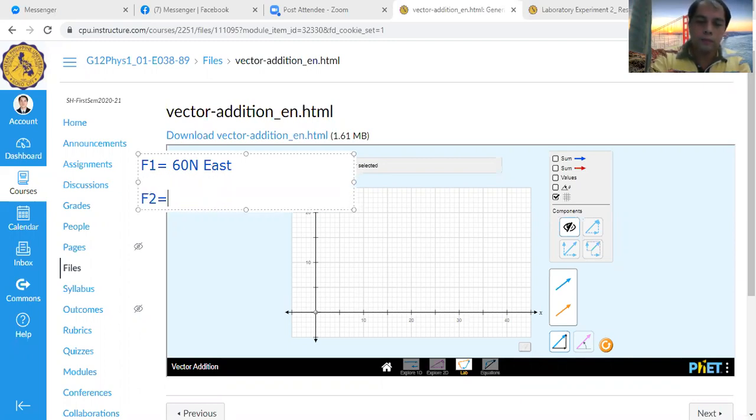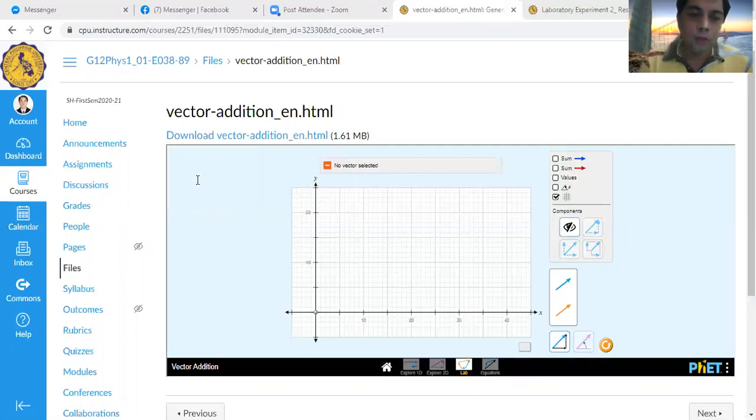perhaps another. Let's say 70, or no, let's say we'll use instead 40 newtons, and then east. Again, the simulator allows us to plot both of these vectors in that specific direction.